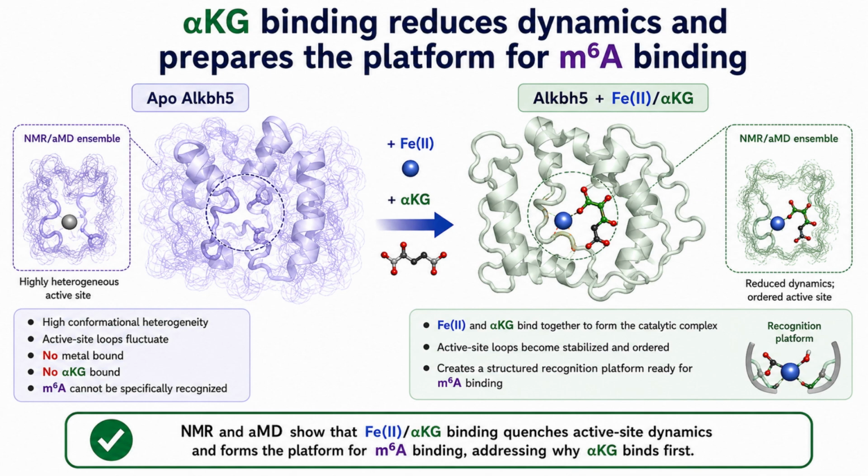The apo enzyme is highly dynamic at the active site. When iron(II) and alpha-ketoglutarate bind together, these dynamics are reduced, and the active site becomes more ordered. In other words, iron(II)/alpha-ketoglutarate binding creates the structural platform needed for specific m6A recognition.